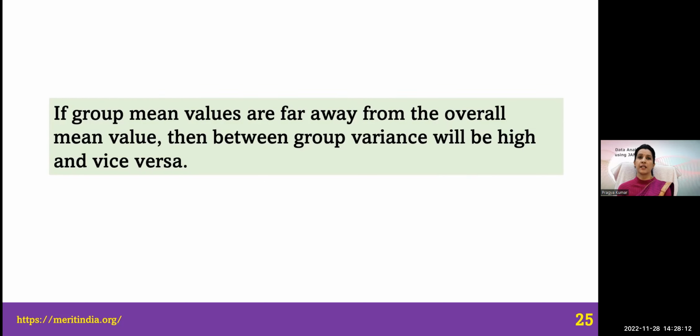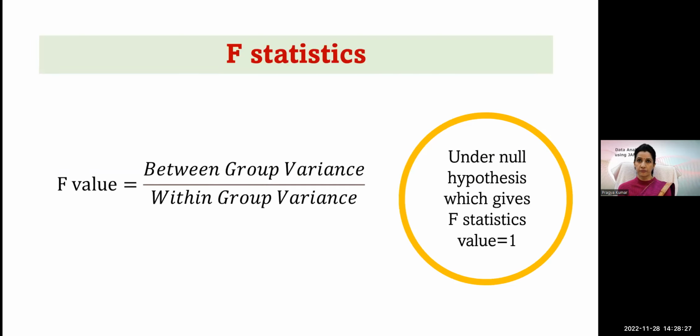Similarly, if group mean values are far away from the overall mean value, then your between group variance will be very high. If they are very near to the overall mean, then it will be very low. So what is the F statistic? The F value or F statistic is the ratio between the between group variance and within group variance. And under the null hypothesis, the value of this is 1.